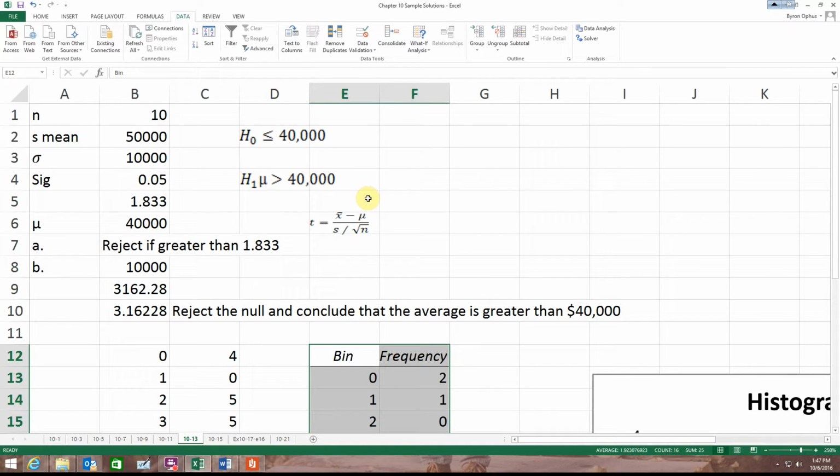But I've got 13: the mean income per person in the United States is 40 grand. The distribution of the income follows a normal distribution. A random sample of 10 residents of Wilmington, Delaware had a mean of 50 grand with a standard deviation of 10 grand. At the 5% level of significance, is that enough evidence to conclude that residents of Wilmington, Delaware have more income than the national average?